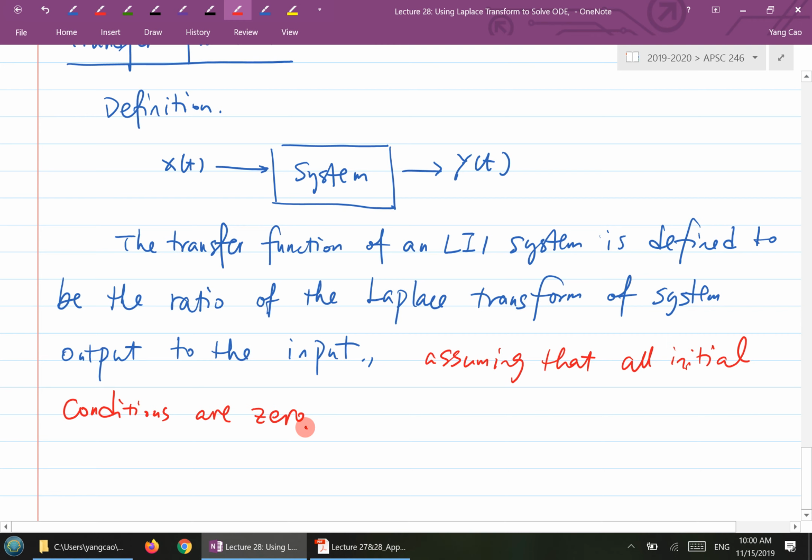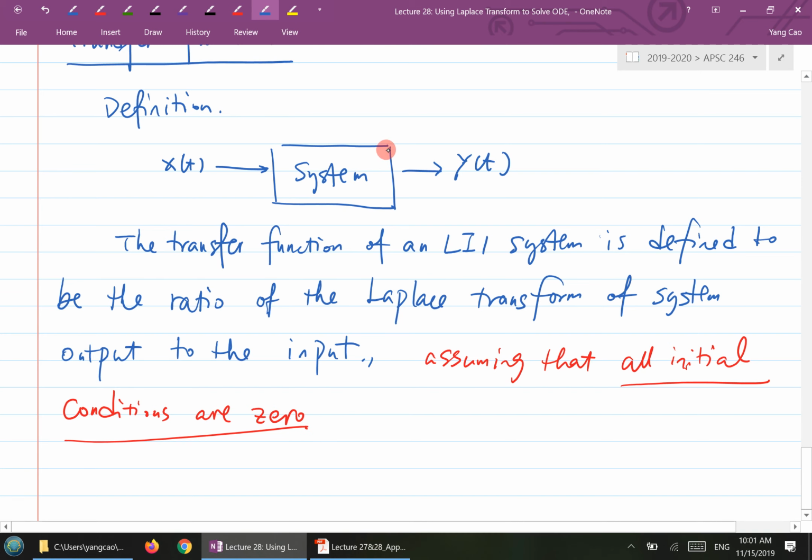I need to write it down here because I know every time there's a lot of students. It's actually very simple to get the transfer function, but somehow there are a lot of students having trouble because they don't read this definition completely. So let's read it again. Transfer function of an LTI system is defined by the ratio of the Laplace transform of the system output to the Laplace transform of the input. And when you're calculating through the process, you have to assume that all initial conditions to be 0. I'll show you why.